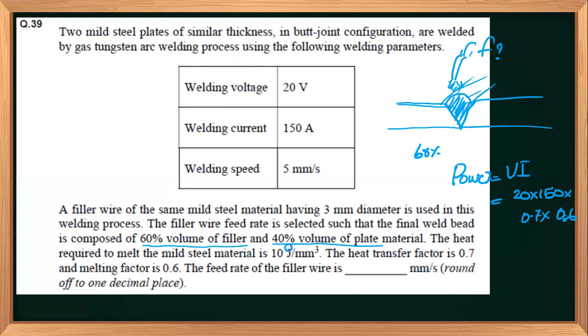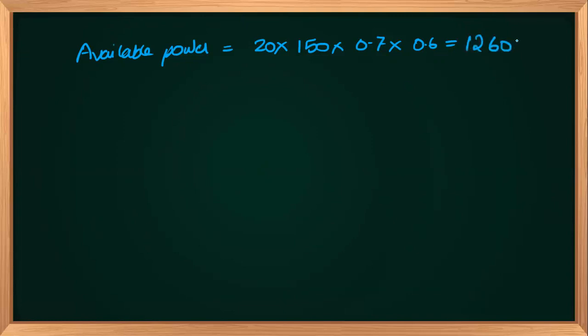So I will write what the available power will be. 20 was the voltage and 150 was the current, 0.7 was the heat transfer efficiency, and 0.6 was the melting efficiency. What will it be? 0.7 into 0.6 into 150 into 20 gives 1260. And what will be the units?